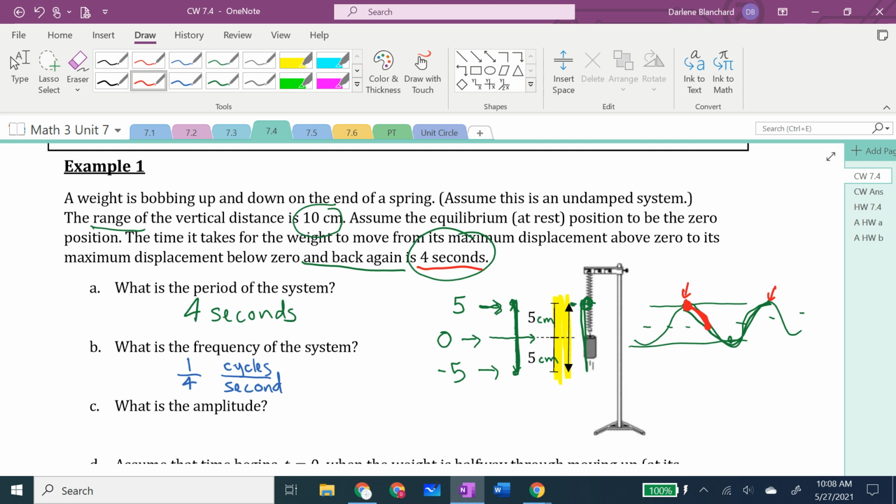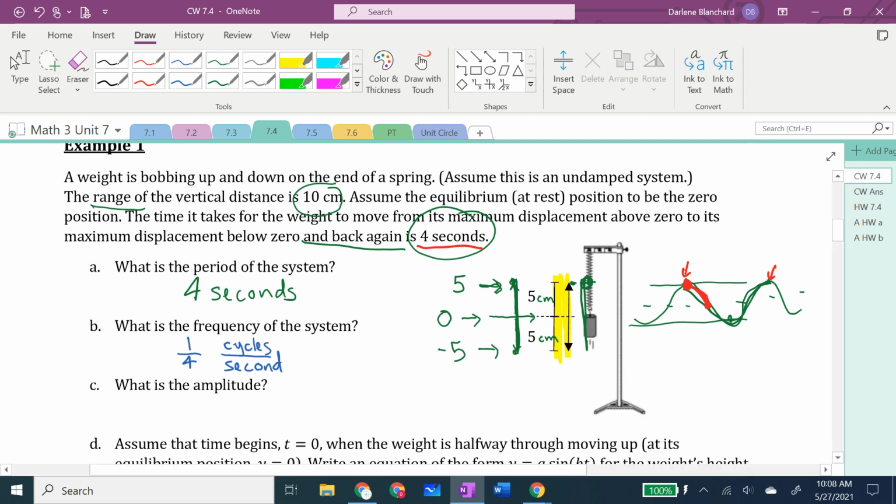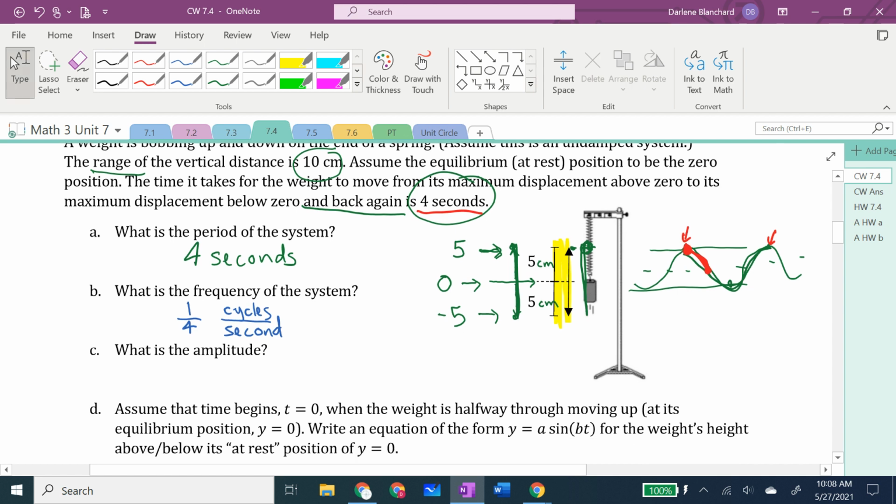Now, the next question is, what is the amplitude? And amplitude means the same thing it has meant before. What would you say is the amplitude? It's the distance from the midline to the highest point, which must also be the same as the distance from the midline to the lowest point. So it is 5 centimeters.